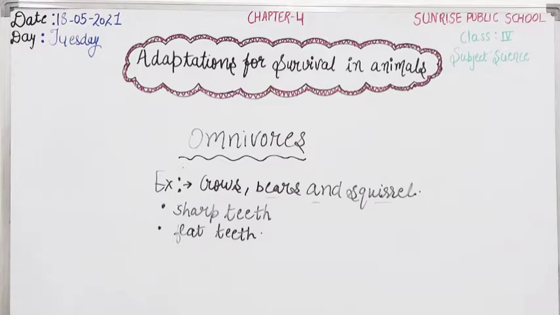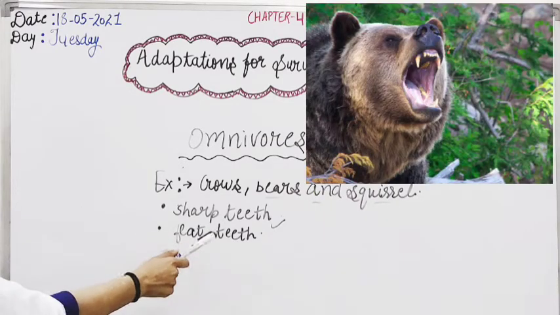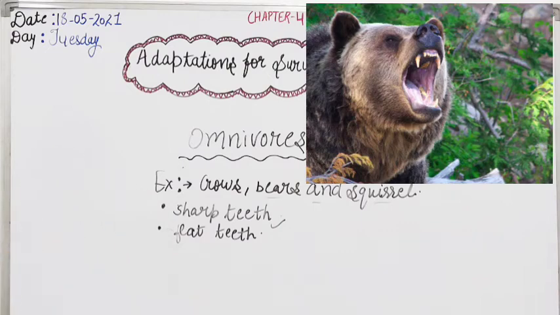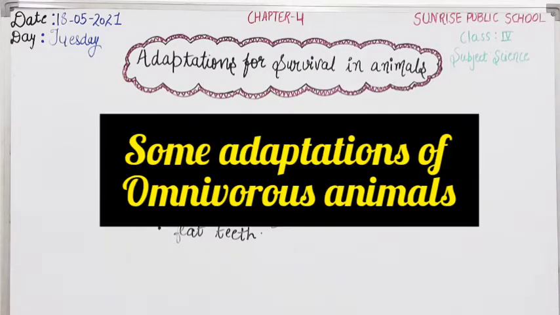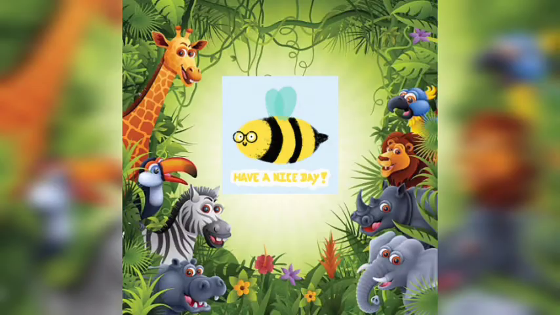And they have sharp teeth. They have very sharp teeth like carnivores to tear flesh. And they have flat teeth like herbivores to grind their food. So these are some adaptations of omnivorous animals.